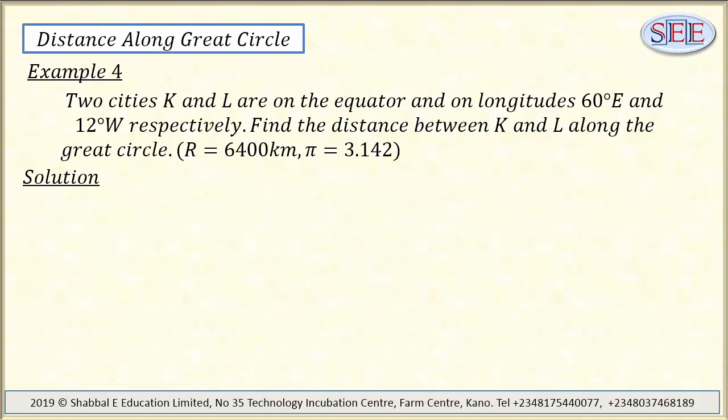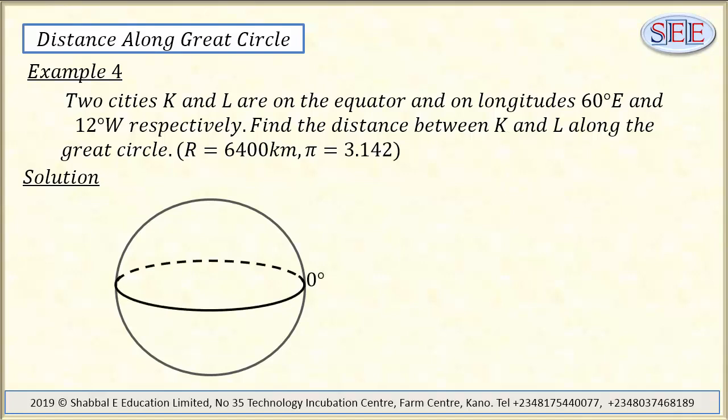Solution to this problem: we try to sketch the position of K and the position of L on the Earth's surface. So this is the Earth's surface, this is our Earth. And the two cities K and L are on the equator. Remember, equator is a special latitude, 0 degrees. So 0 degrees is our equator. Look at it. So we try to mark the position of K and the position of L.